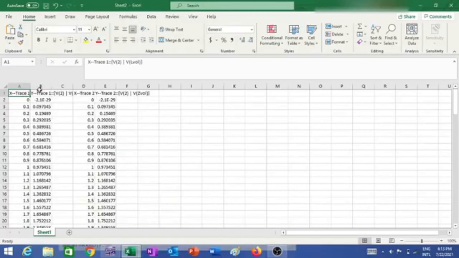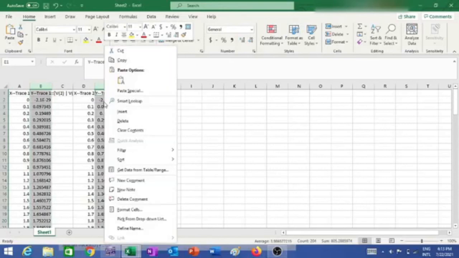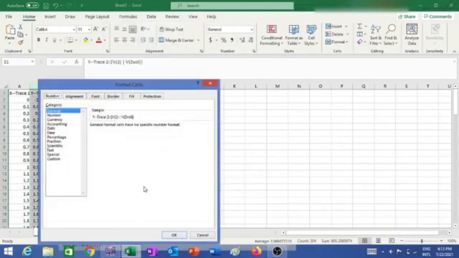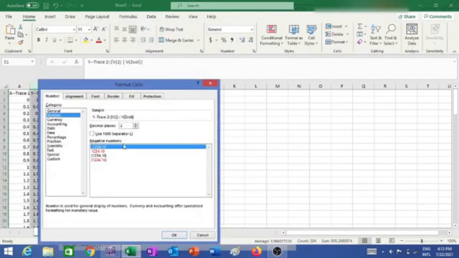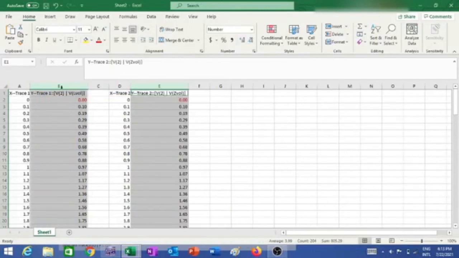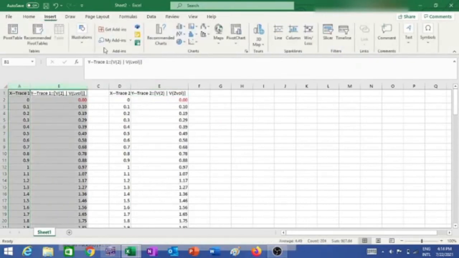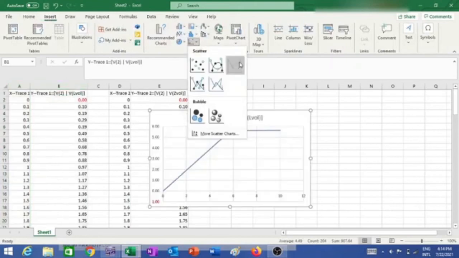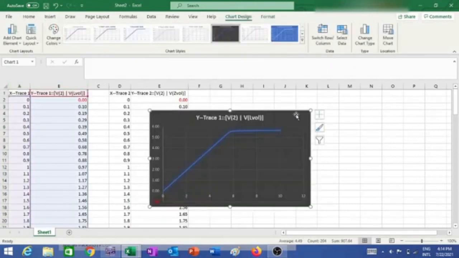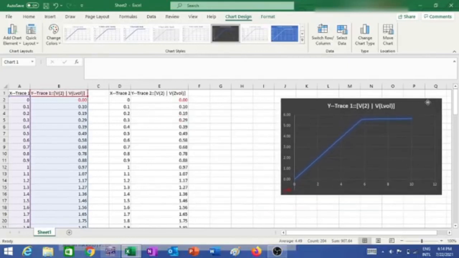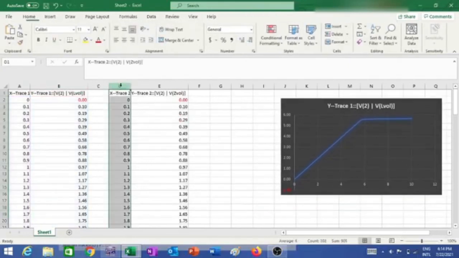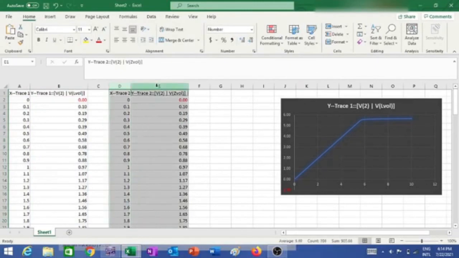So here the new values are there. Let me format these values to 2 decimal points. So I'll choose the number and okay. So this is my load voltage and this is my Zener voltage. Let me plot the graph. So insert and then scatter graph. So you can see this is my load voltage at 11 volt, and I'll be plotting the Zener one also.